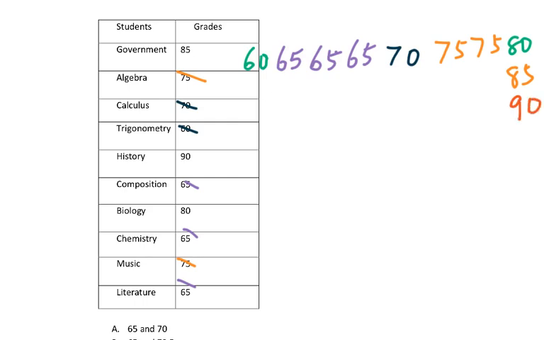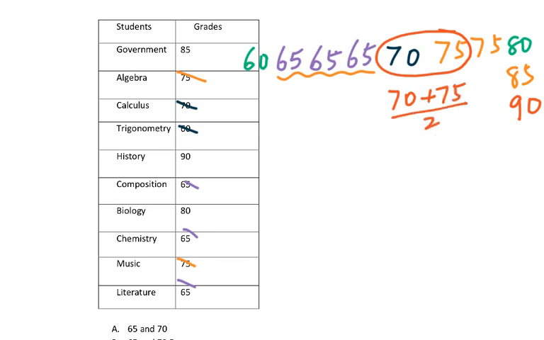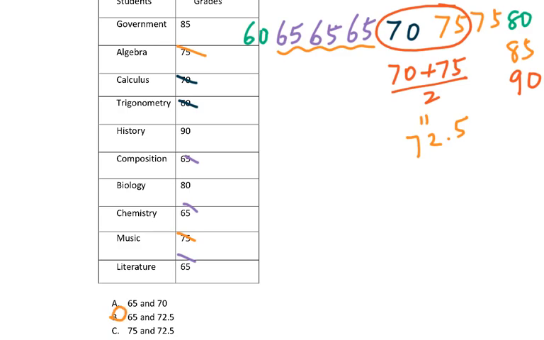Therefore, the mode will be 65 because that's what shows up most. The median will be its middle number. That means you have 70 and 75. So we add them together and divide by 2. 70 plus 75 over 2. You will get 72.5. That's the median. So B will be your answer.